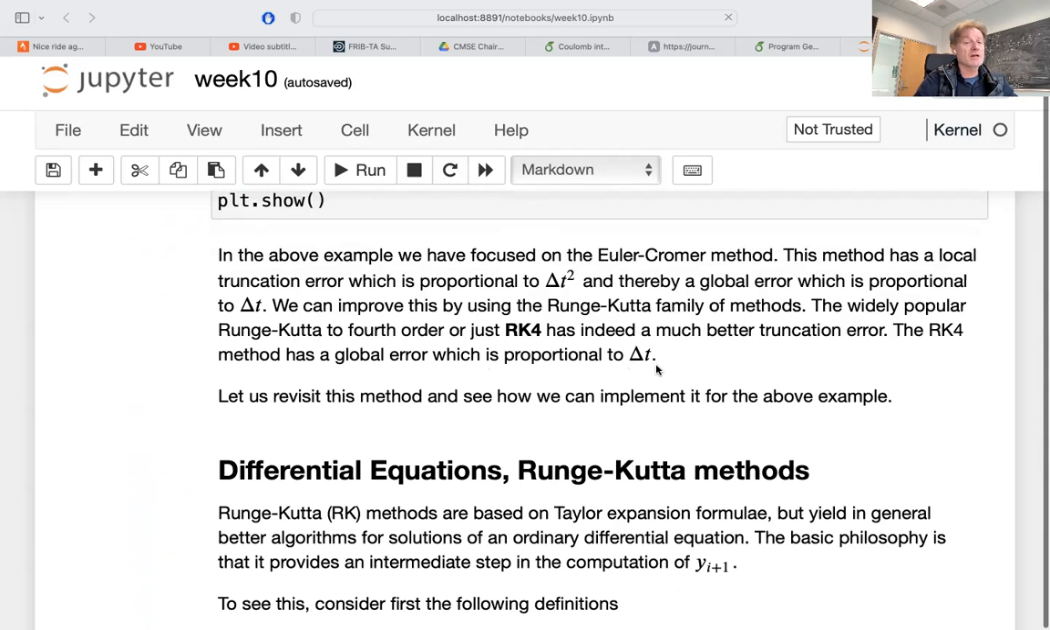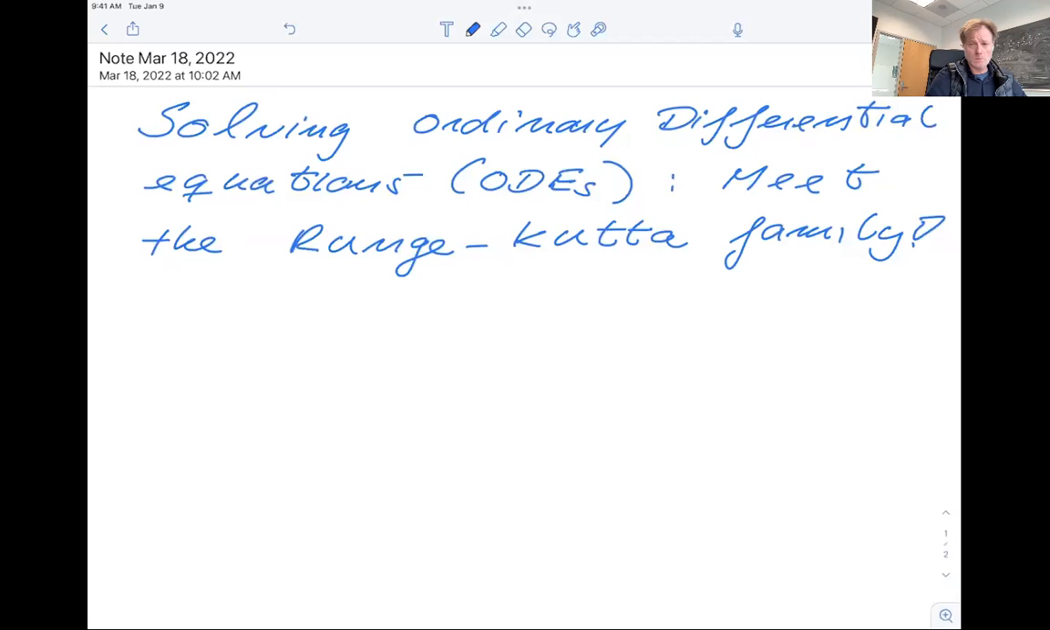So in the lecture slides for week 10, you will find a set of codes where we have tried to bring together all the different numerical methods which we have been studying till now. But let's take a closer look at the family of Runge-Kutta methods. We're now going to meet the family of Runge-Kutta methods.